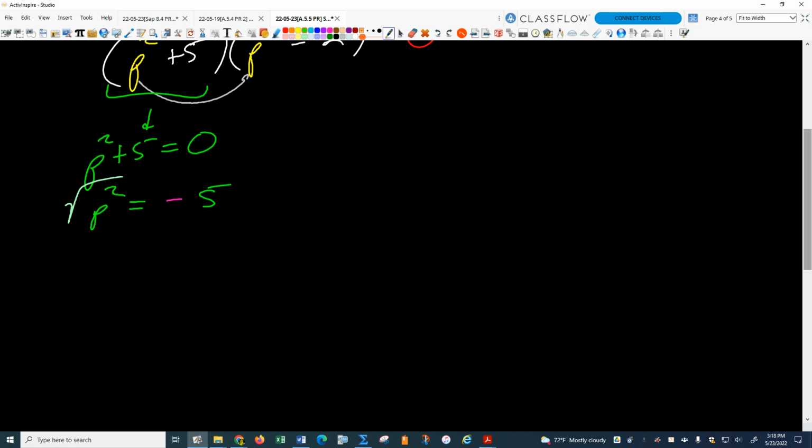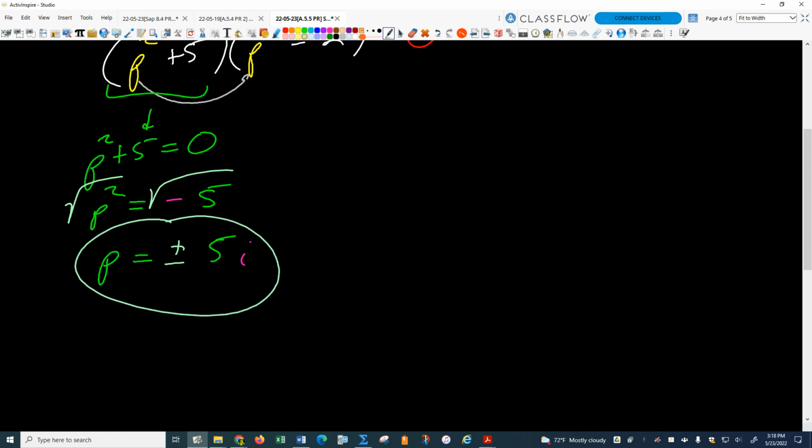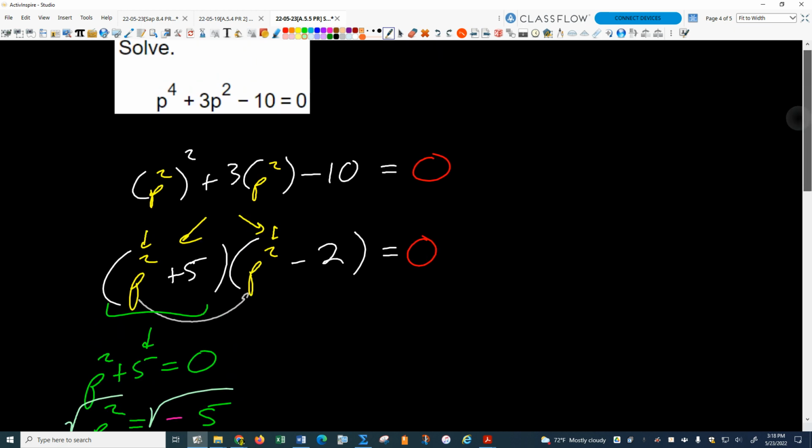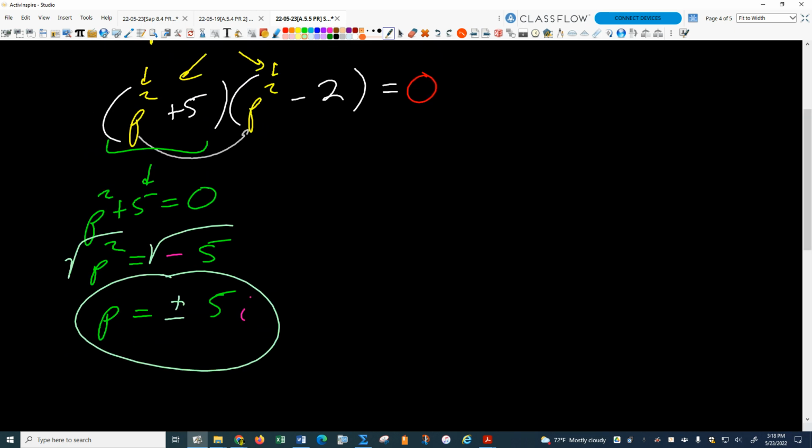So p equals plus or minus 5i. Good. Because I've got the square root of negative 5, so that's going to give me 5i. So there are 2 solutions. How many should I get total? 4, because it's a 4th degree polynomial equation, right? How about the other 2?